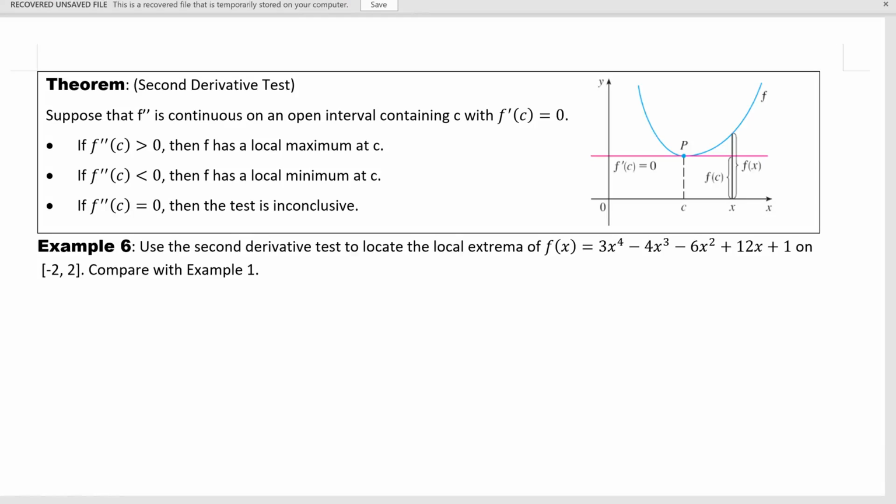Let me draw the picture, okay? If the second derivative is positive, it means we have concave up, okay? So like this guy, c, we know it's a critical point. You can see if the second derivative is positive, then we have f concave up. We actually get a local minimum. So this is local minimum.